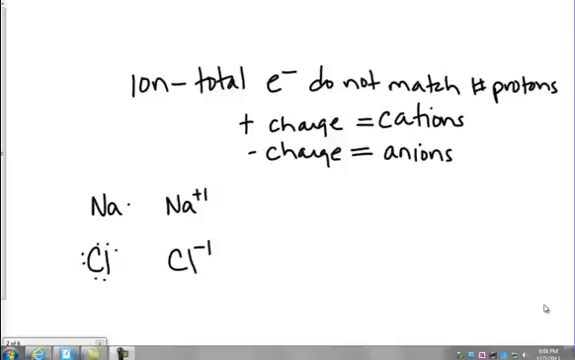So we have our sodium. Remember, it had a valence electron of +1. That means it wants to get rid of one electron. So there's actually going to be one more proton than there are electrons, so we're going to have a +1 charge on our sodium. Chlorine, on the other hand, has 7 valence electrons, so it wants to gain an electron. That means it's going to have one more negative charge than positive charges, so it's going to have a -1.